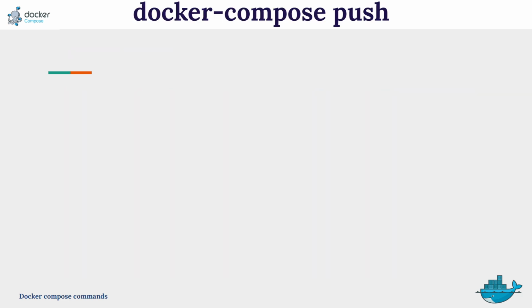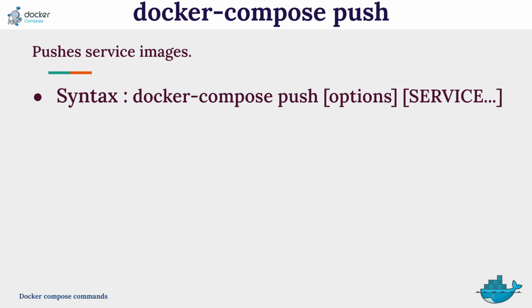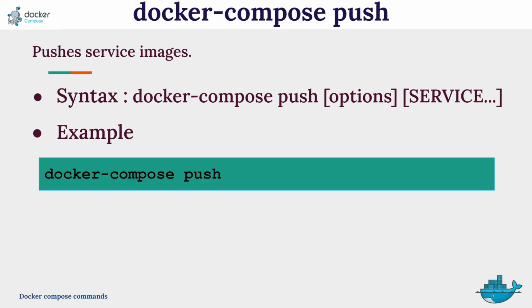Next command is docker compose push. Pushes service images. Let's see the syntax. The usage of the docker compose push command starts with the docker compose push keyword, options, service. Uploads images to a registry.